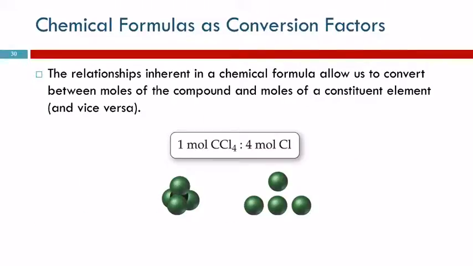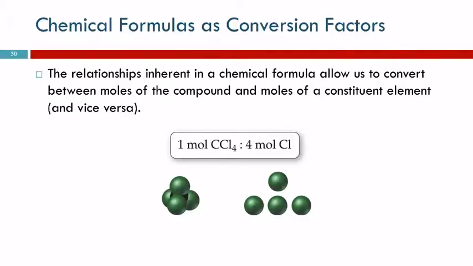So the relationships in the chemical formula allow us to convert between moles of the compound and moles of an element within the compound, or the other way around, vice versa. So if we look at this molecule here, this is carbon tetrachloride, we see that there are 4 chlorine atoms in this 1 unit, right? 4 chlorine atoms. Well, this isn't atoms and molecules now, this is moles. But mole is like a dozen.